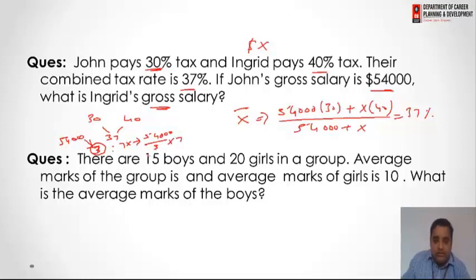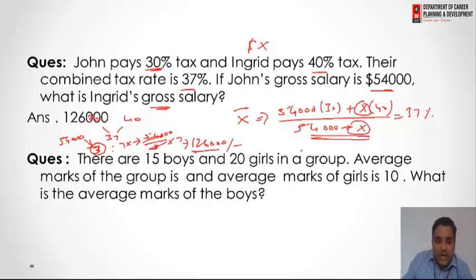54 divided by 3 into 7 is the last answer that we have, and if we cut it down, we have the final answer as 1,26,000 for this question. So whenever we solve this, the value of 7x is 1,26,000, and we have the same answer if we find the value of x by using this equation of weighted average.